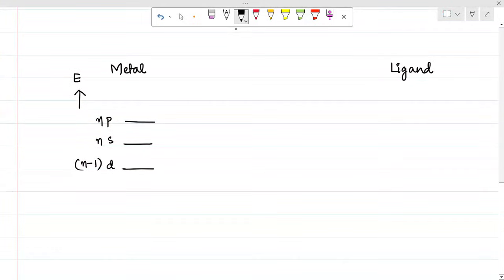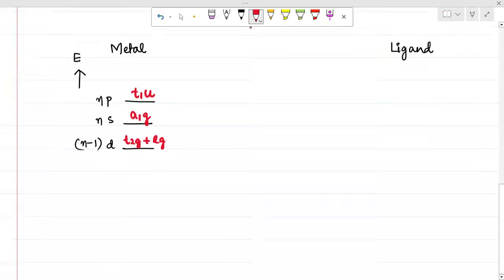All right, you know the symmetries as well, correct? What are the d orbitals? D orbitals are represented by T2g plus Eg, correct? S is represented by A1g and P is represented by T1u. This is how it is represented.